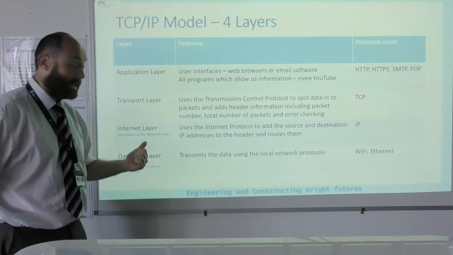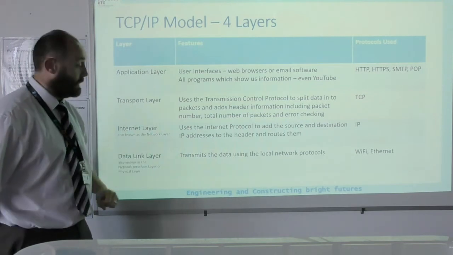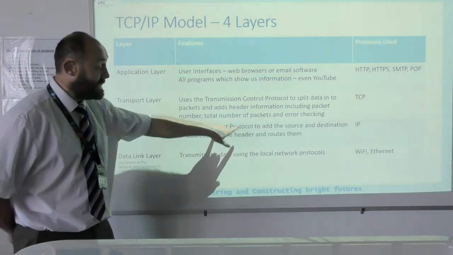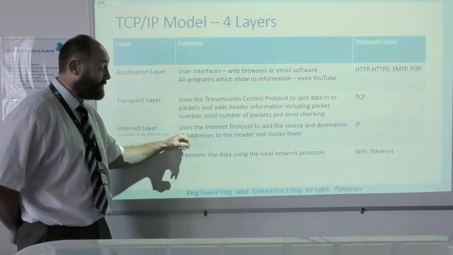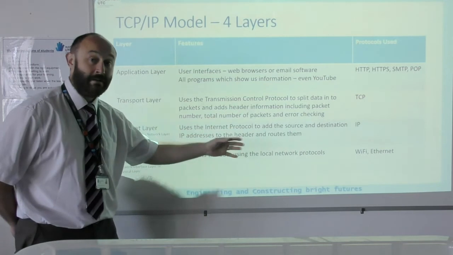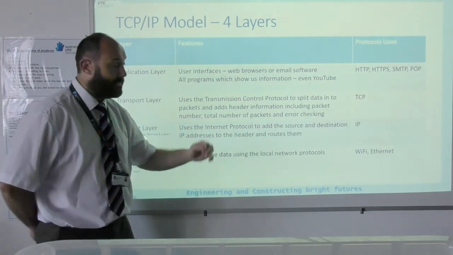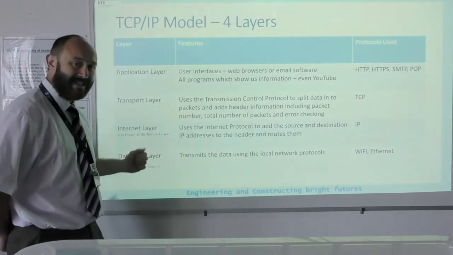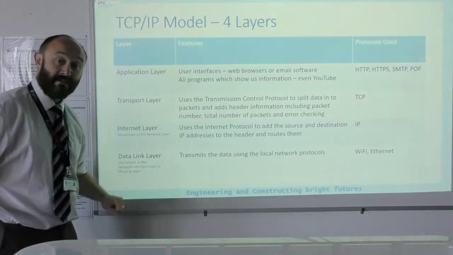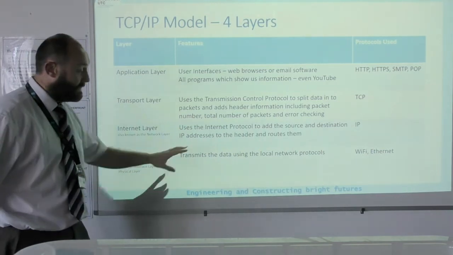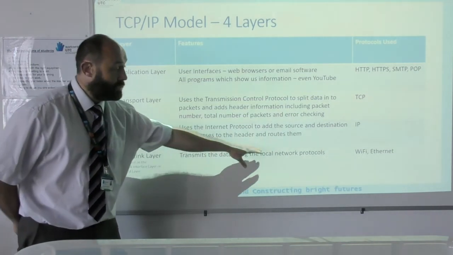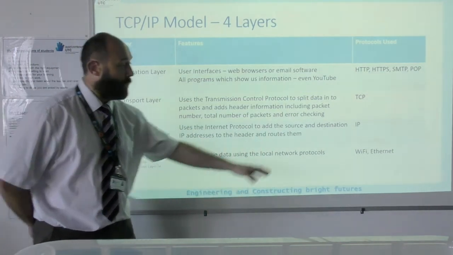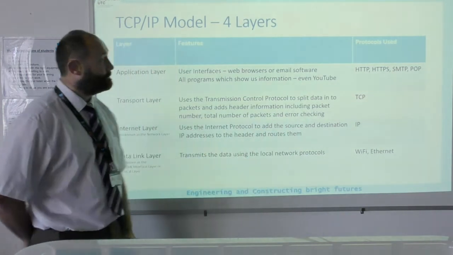Then we have the internet layer. It's also known as the network layer. Now this uses the Internet Protocol, IP, to add the source and destination IP addresses to the header and then routes them. Finally, we have this bottom layer, the data link layer, or the network interface layer or physical layer. This is the layer that actually transmits the data using the local network protocols like Wi-Fi or Ethernet.